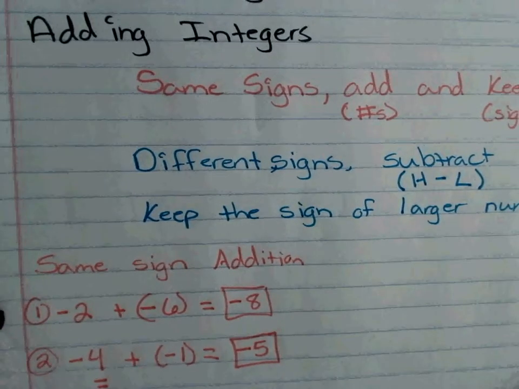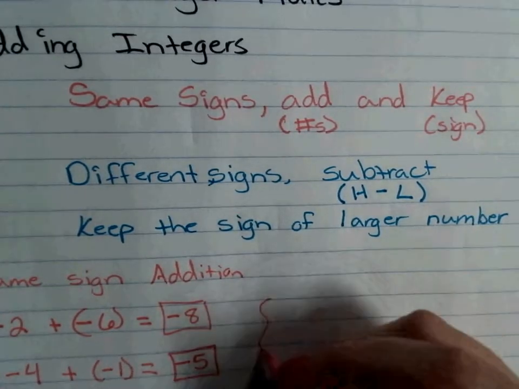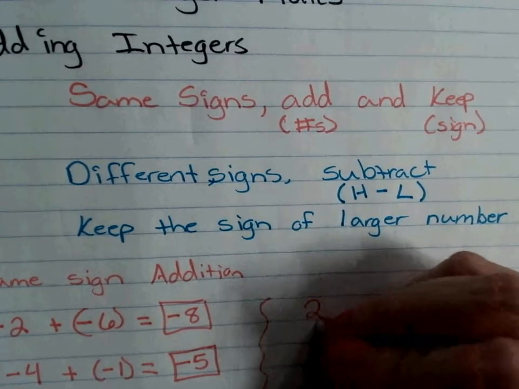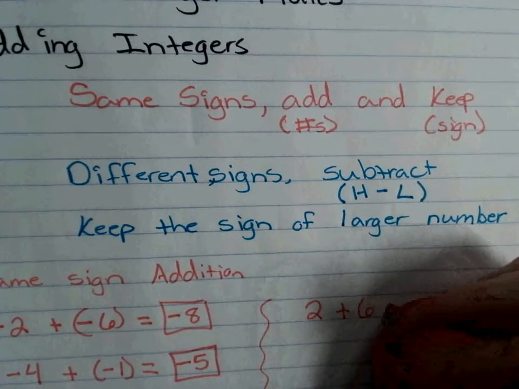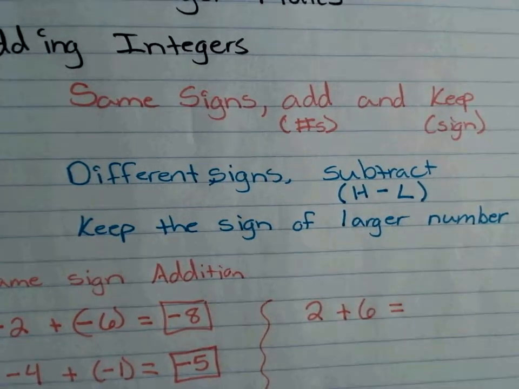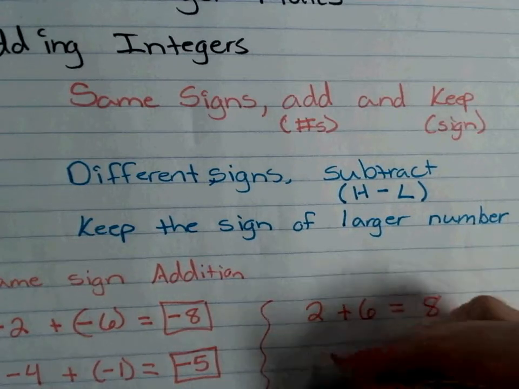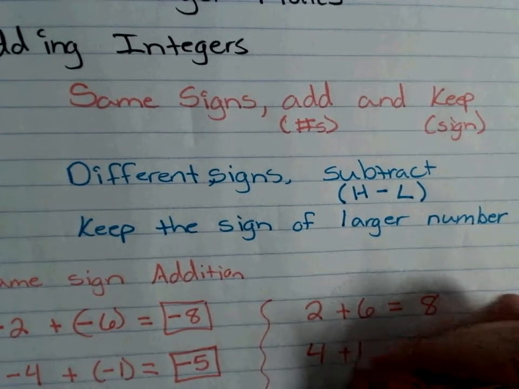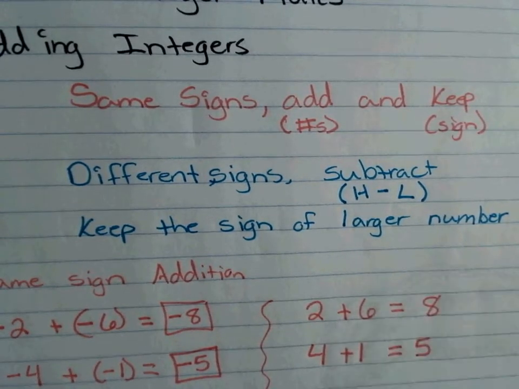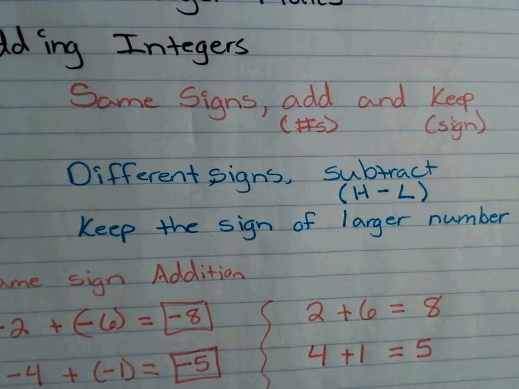And the same thing would be if they're both positive. That's not any different. If it's 2 plus 6, so a +2 plus a +6 is going to give you a +8. And if you've got a +4 and a +1, you're going to have a +5. So that's just the addition rule. Same signs, add and keep.